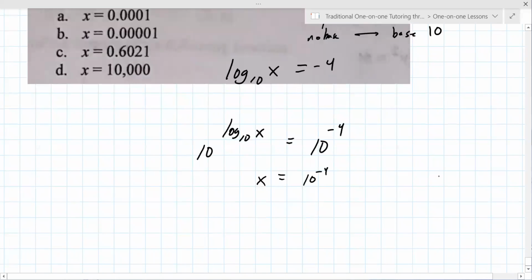And 10 to the -4, there's really a 1 out in front. So it's like 1, and then you move the decimal. So you move it left here. 1, 2, 3, 4. You put the zeros there. So that's how you get your final answer.